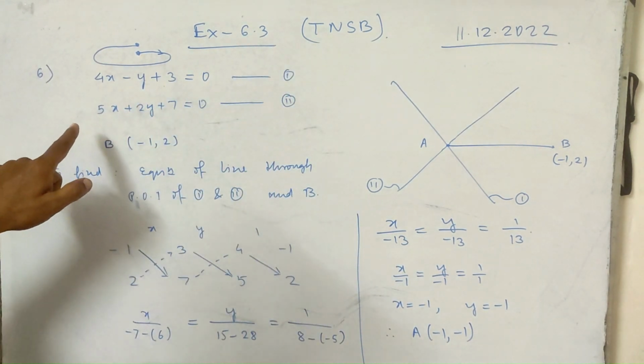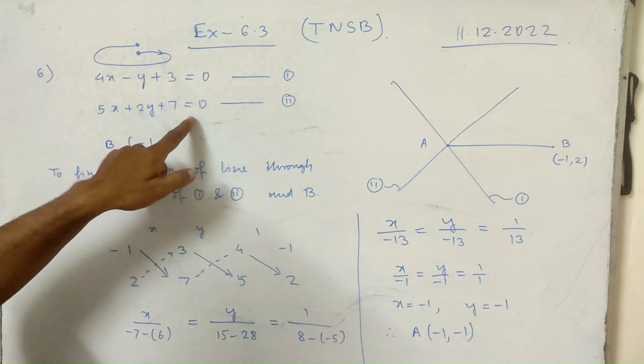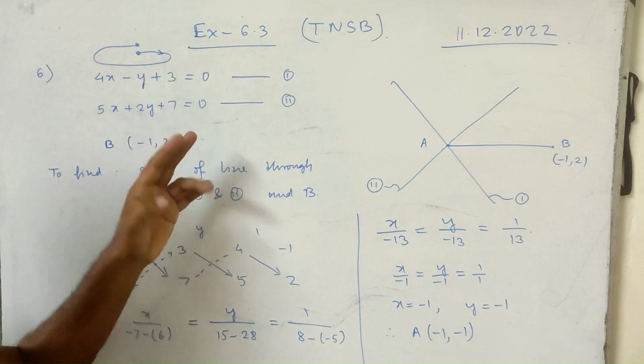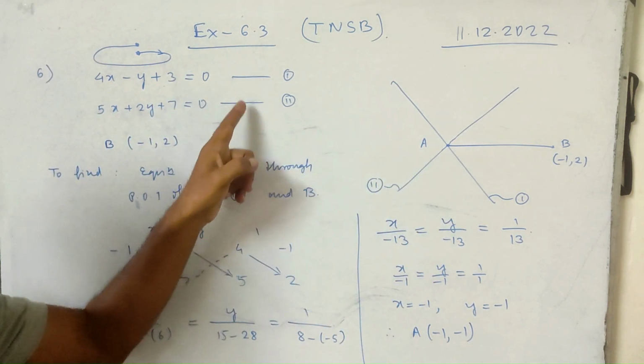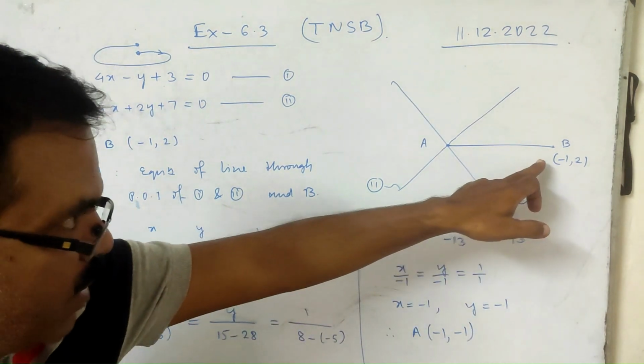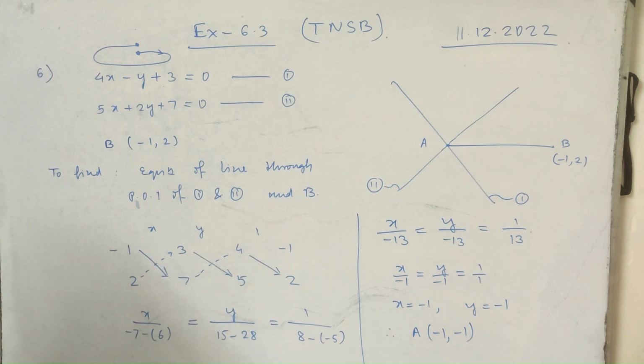For the second line, minus 5 minus 2 is minus 7. Minus 7 plus 7 is 0. Yes, so it is true. That means this point satisfies both equations, so it is the point of intersection of both lines. So we have got this point A. We know this point B is given directly. So now I can make use of the 2-point form.